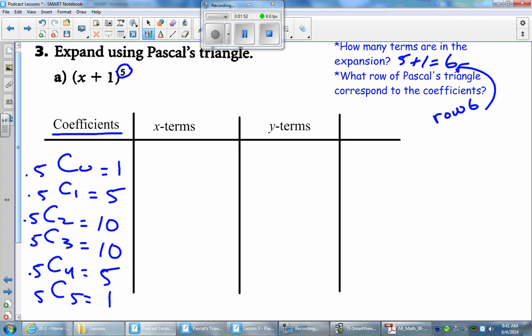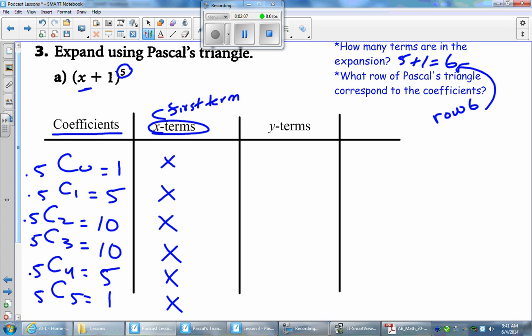Let's go to the x terms. So the x terms are the first terms of the binomial. So the first term of the binomial is x. So that's nice and easy. So we have x all the way down, 6 different x's.